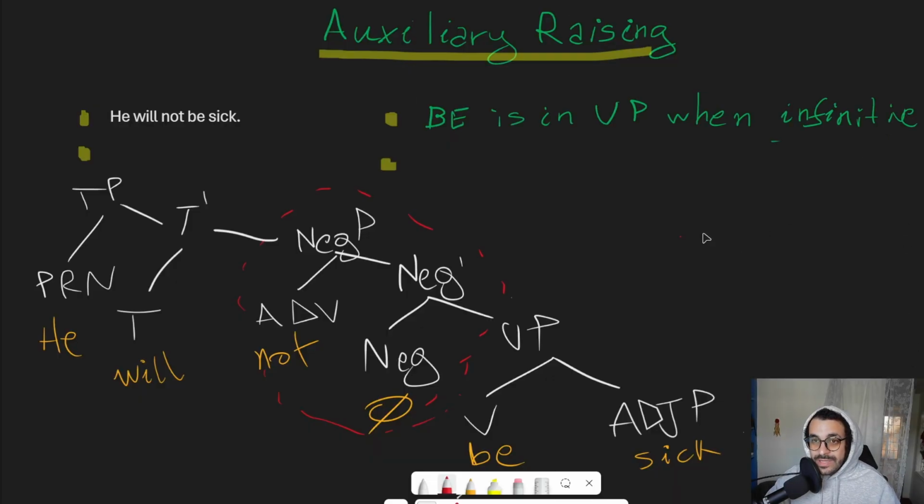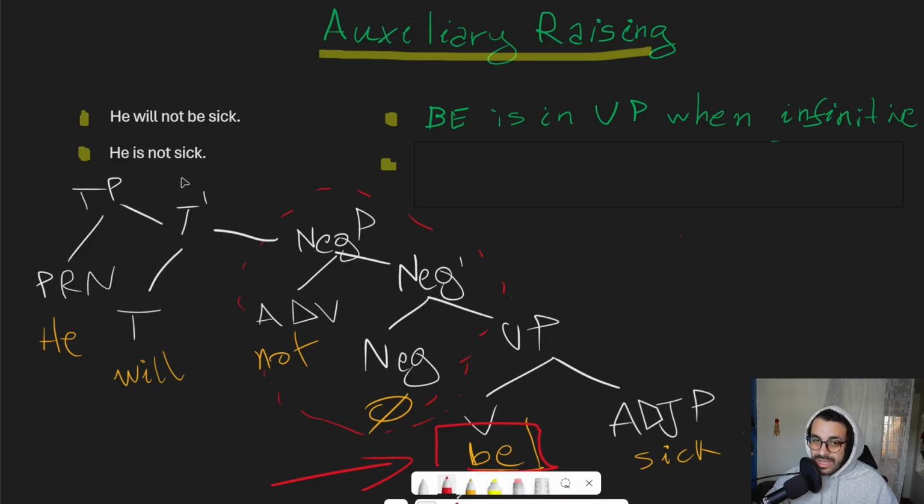And so what we can say about this sentence is the following. So we can say that be is in VP when infinitive. The be is in the VP, it's right over here, when we are dealing with an infinitive sentence. So this is where it is. Now this sentence is infinitive because it has will. What happens if the sentence is not infinitive? And that sentence is "he is not sick." So all of a sudden the be is conjugated now. So this is a finite sentence.